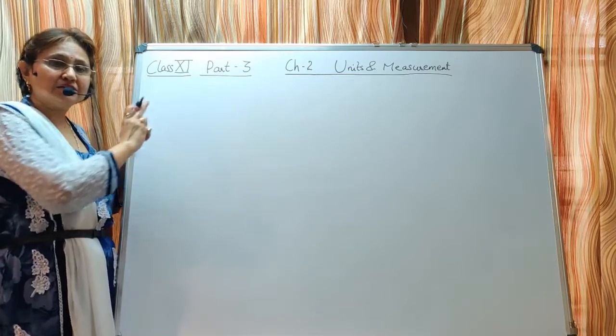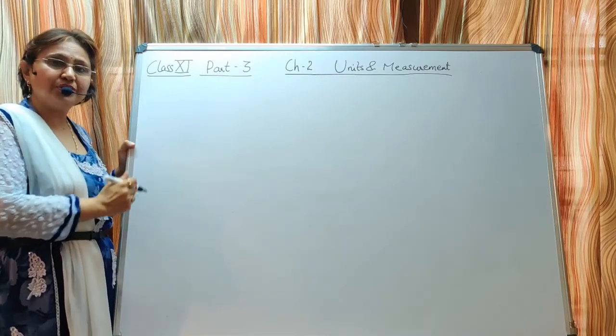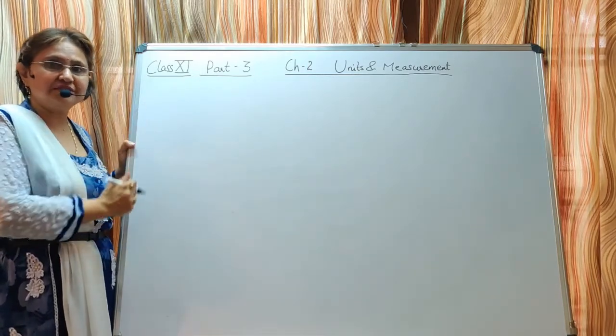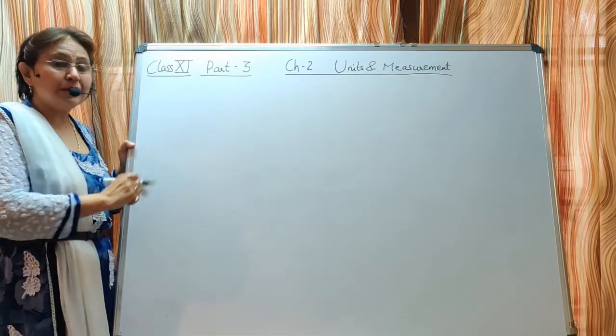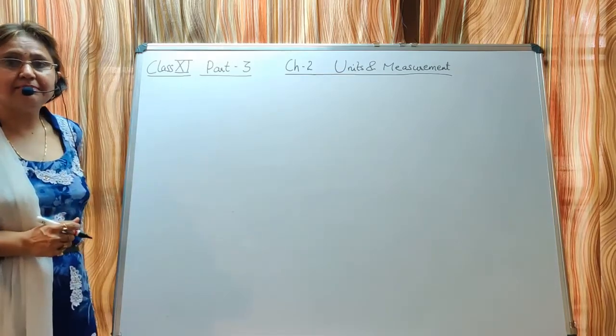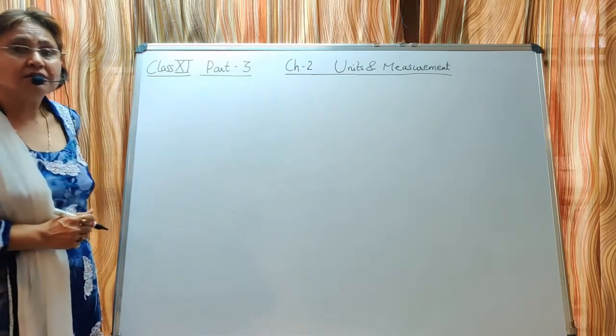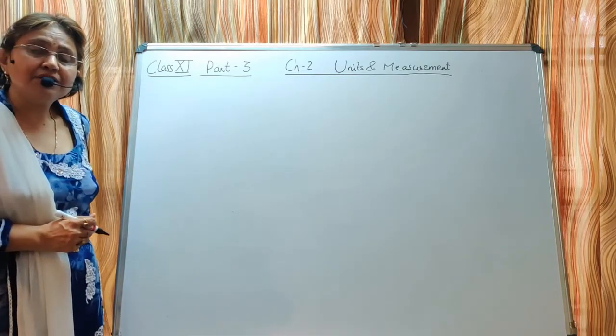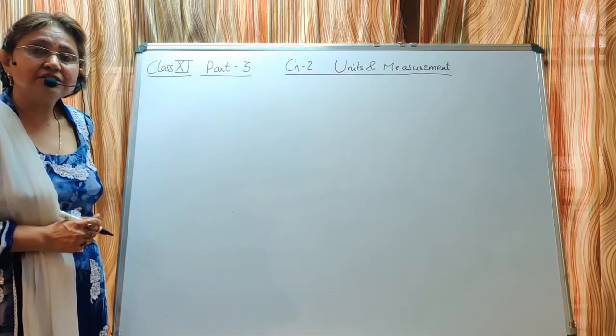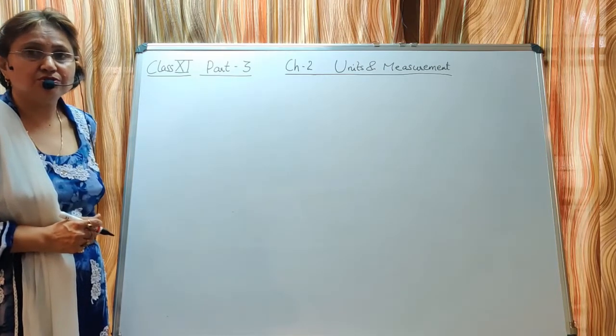Okay, this is part 3 of chapter 2, units and measurement, of class 11. In part 2 we have studied the dimensions of a few physical quantities. Now in this part we'll discuss the applications of dimensional analysis and a few limitations also.